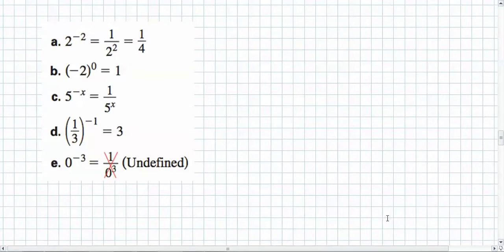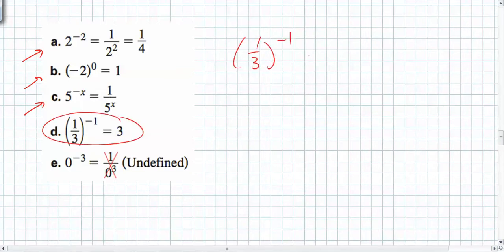So what does this mean? 2 to the negative 2, that's going to be 1 over 2 squared, which is 1/4. Negative 2 to the 0 is 1. Just by definition, it's 1. 5 to the negative x is 1 over 5 to the x. And what about this one?